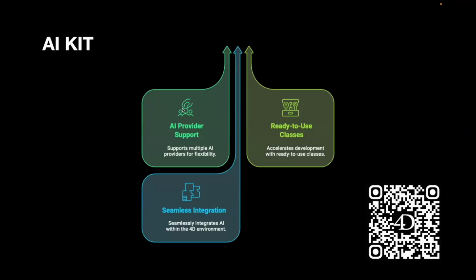So back to my presentation here. The 4D AI Kit component is seamlessly integrated within the 4D environment, making it easy to add AI capabilities to your project. It supports multiple AI providers, giving you flexibility and choice. And with dozens of powerful ready-to-use classes, it accelerates development across a wide range of applications.